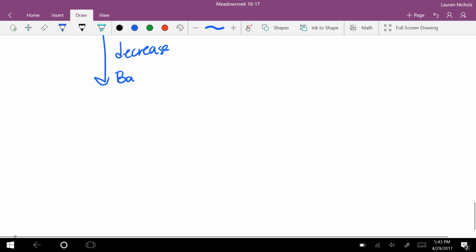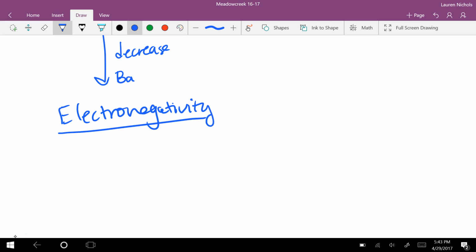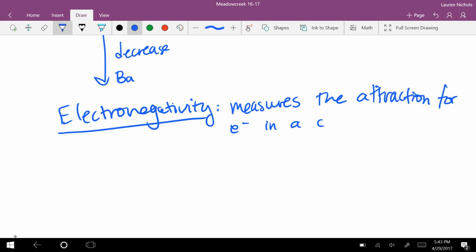The last one is electronegativity. Okay, and electronegativity measures the attraction for electrons in a covalent bond. Now, we haven't talked about covalent bonds yet, but they're when you are sharing electrons.